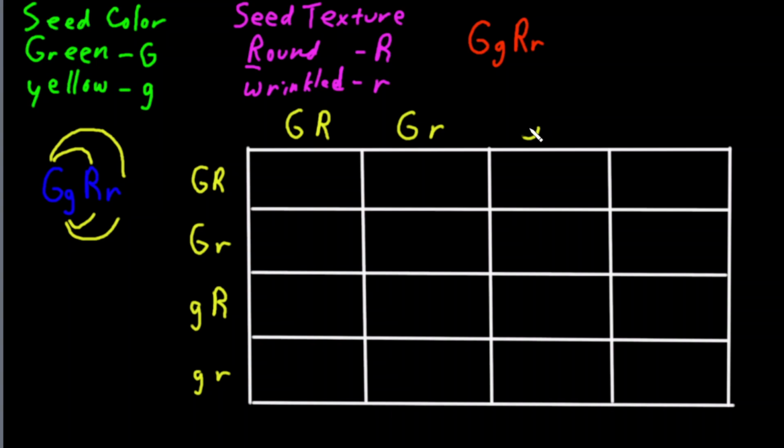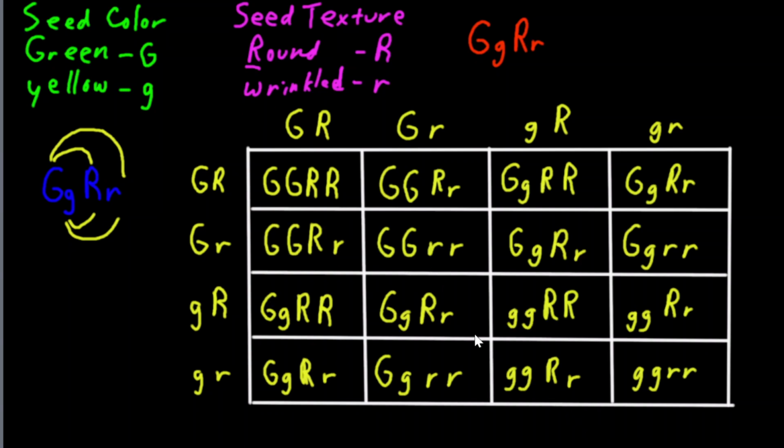I made a mistake there. That's a lowercase g, capital R, and little g, little r. So take a moment and fill in your dihybrid squares with the correct gametes. I'll do the first one, G, G, R, R. And so take a moment and fill in the rest of the squares.